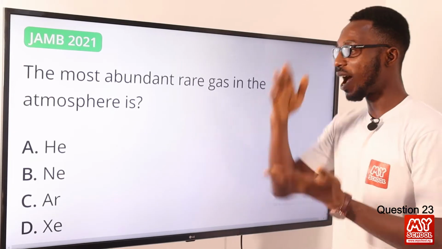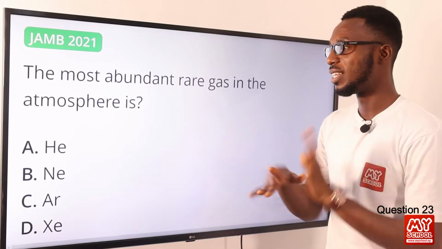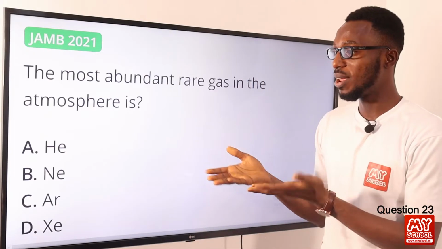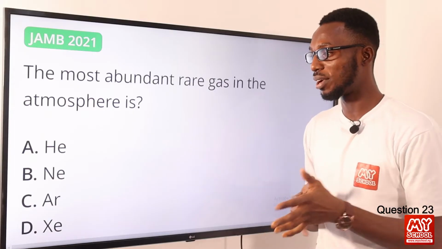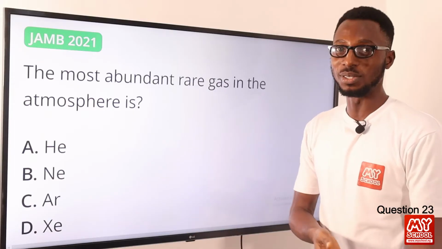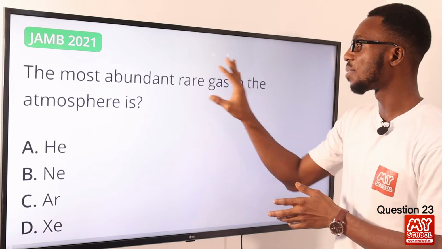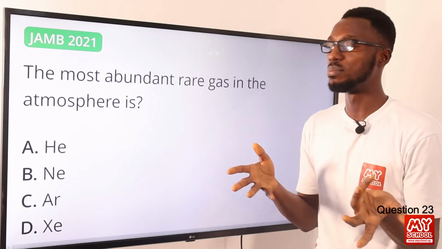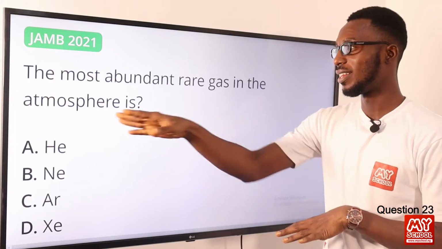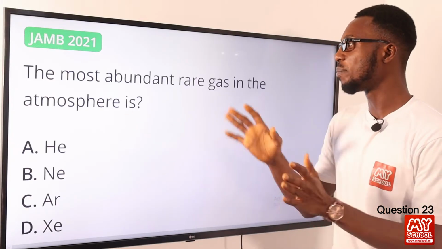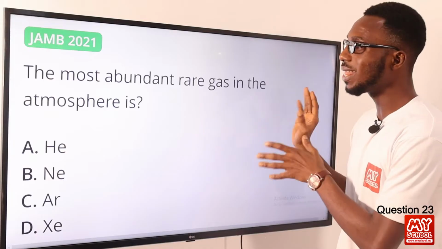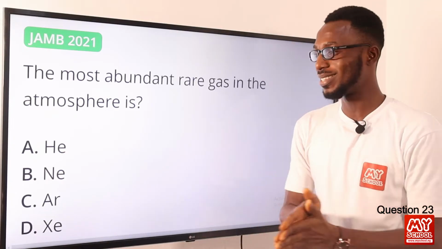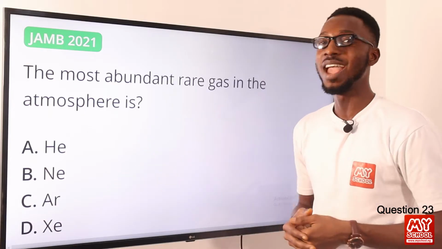If you want to start from the lowest atomic number, you start with helium, neon, argon, krypton, xenon, then radon. We know that these rare gases actually make up about 1% by volume of the composition of air, the atmosphere. So the most abundant rare gas in the atmosphere is argon, with atomic number 18. So the correct option here is option C, for argon.